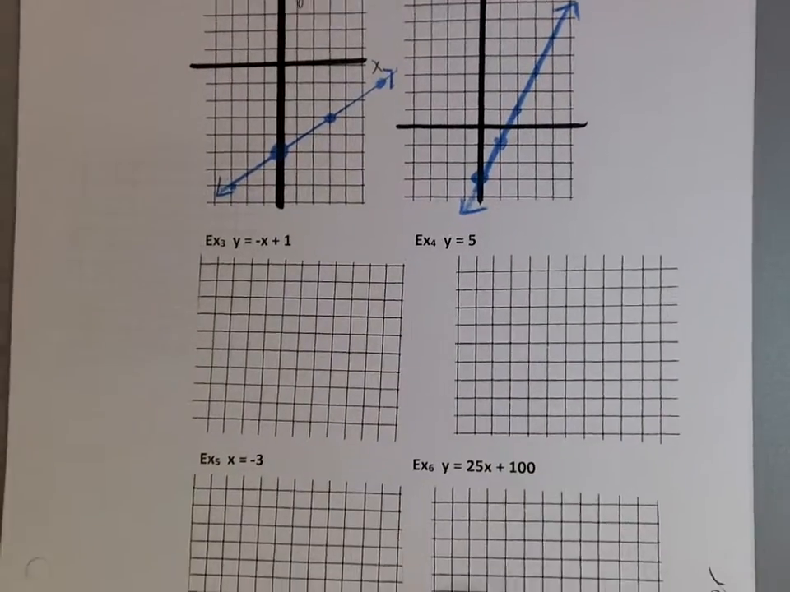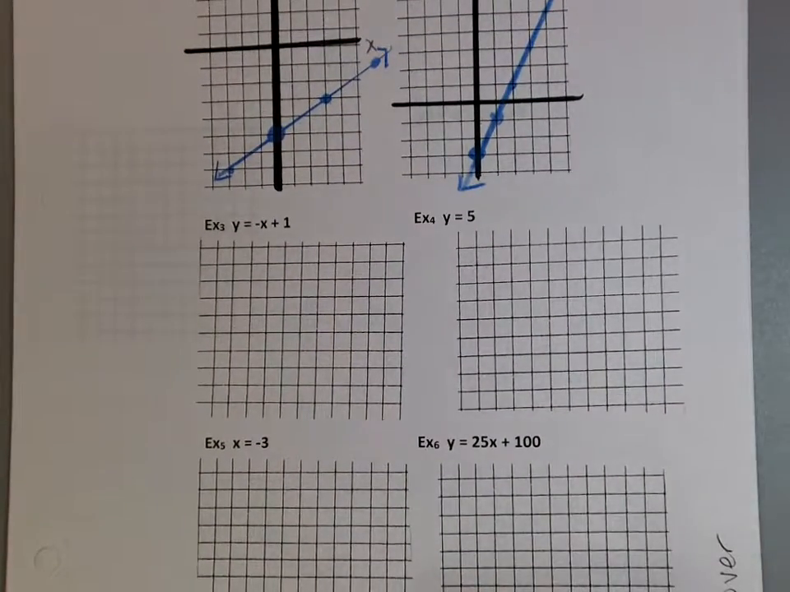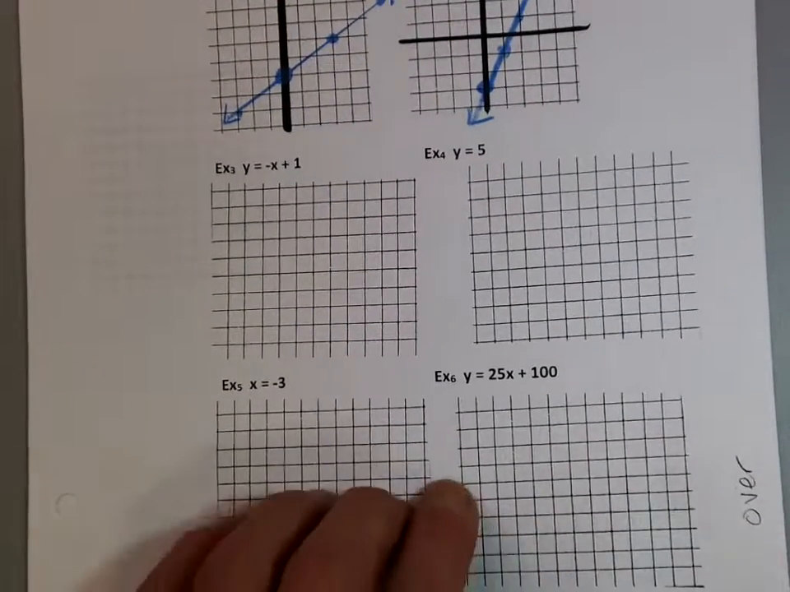Okay, how am I doing? Am I going too fast or am I okay? If I get going too fast, please tell me. Okay. All right, example 3.